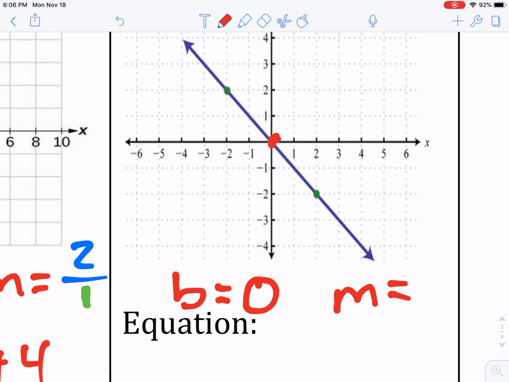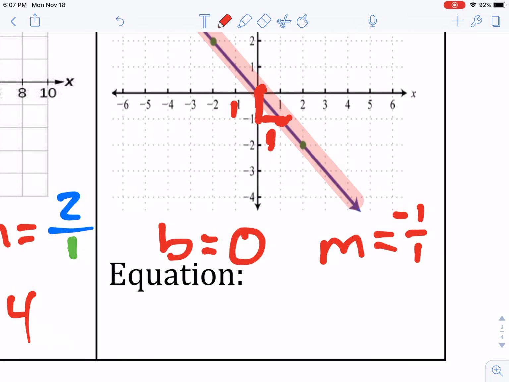I can see that right there's another point. And so if I check, the rise is 1 and the run is also 1. So I have 1 over 1, but if I check left to right, my line is going down. So it is a negative 1 over 1, and it's going to reduce to negative 1. So when I write the equation, I'm going to write y equals negative x.